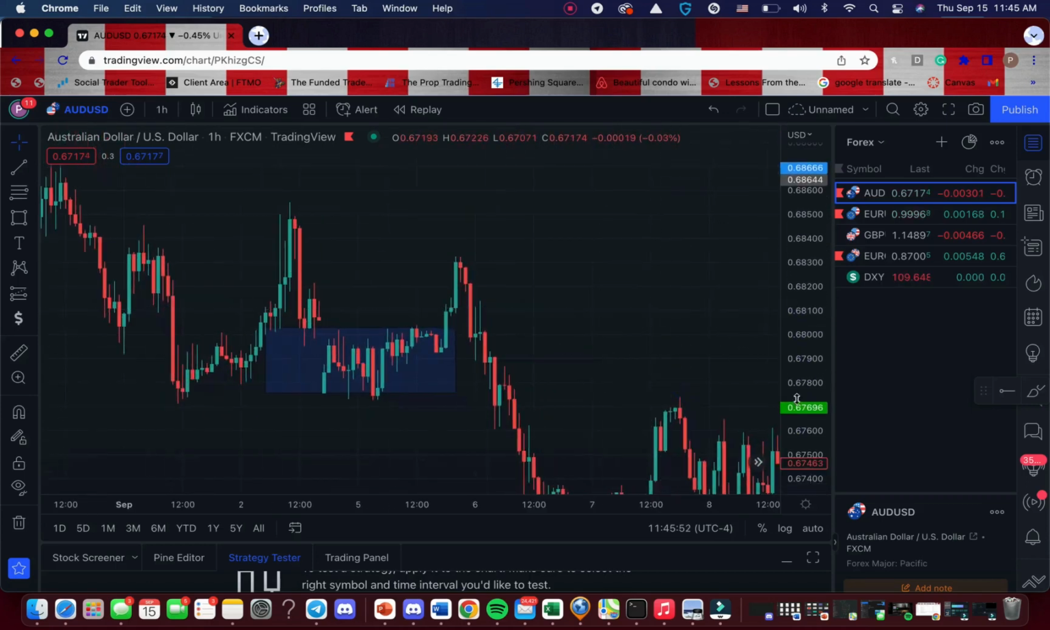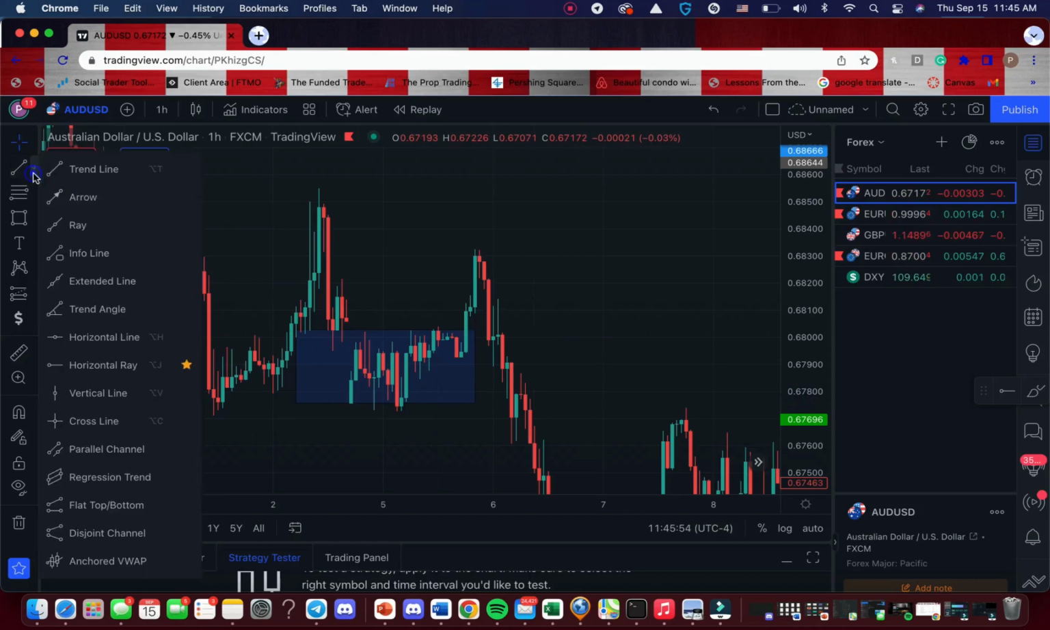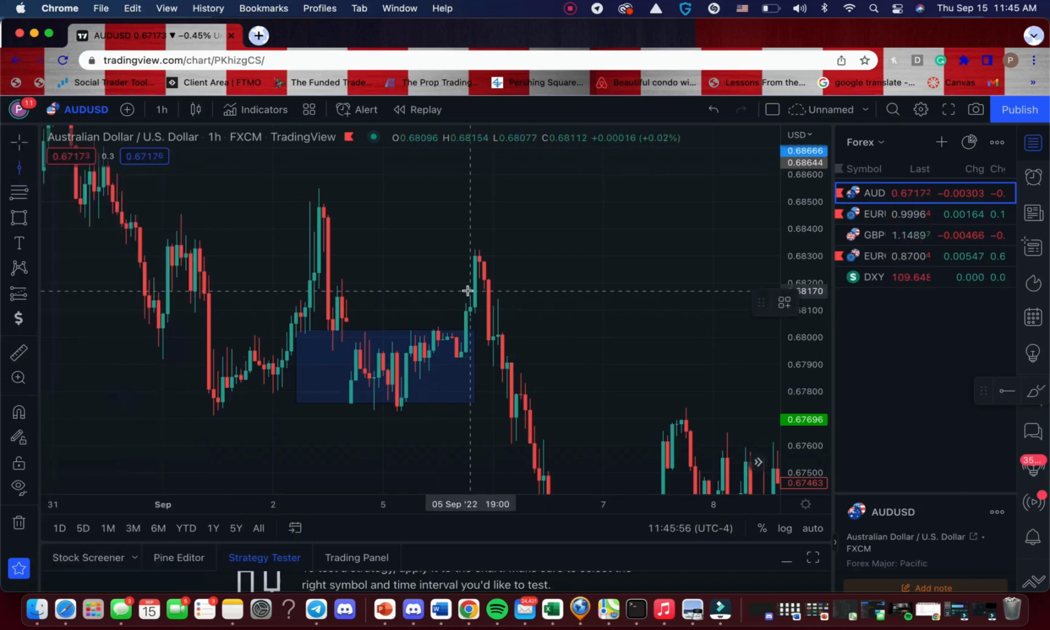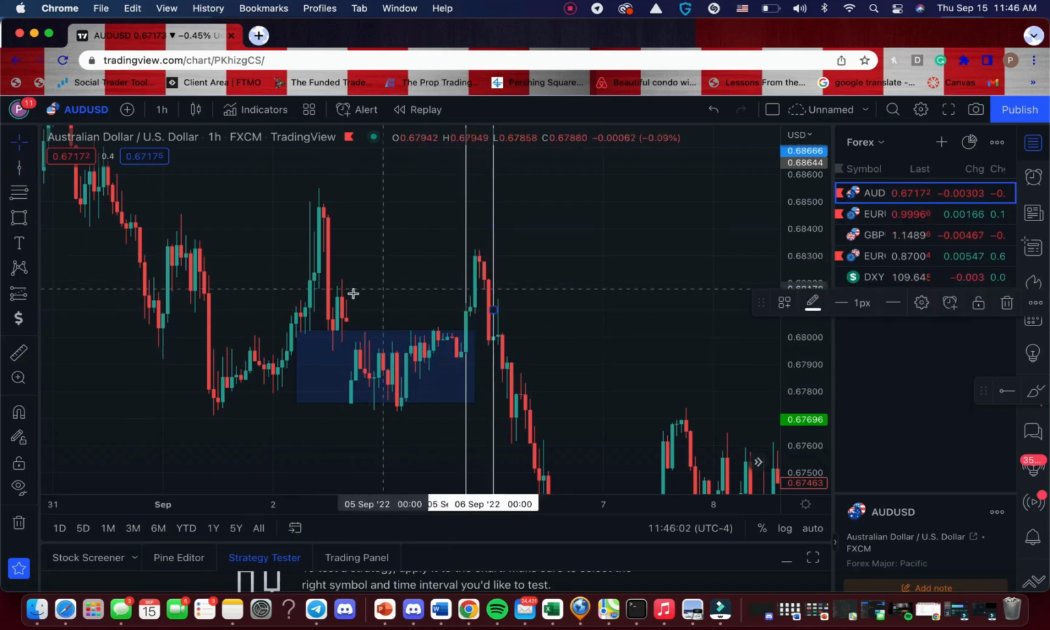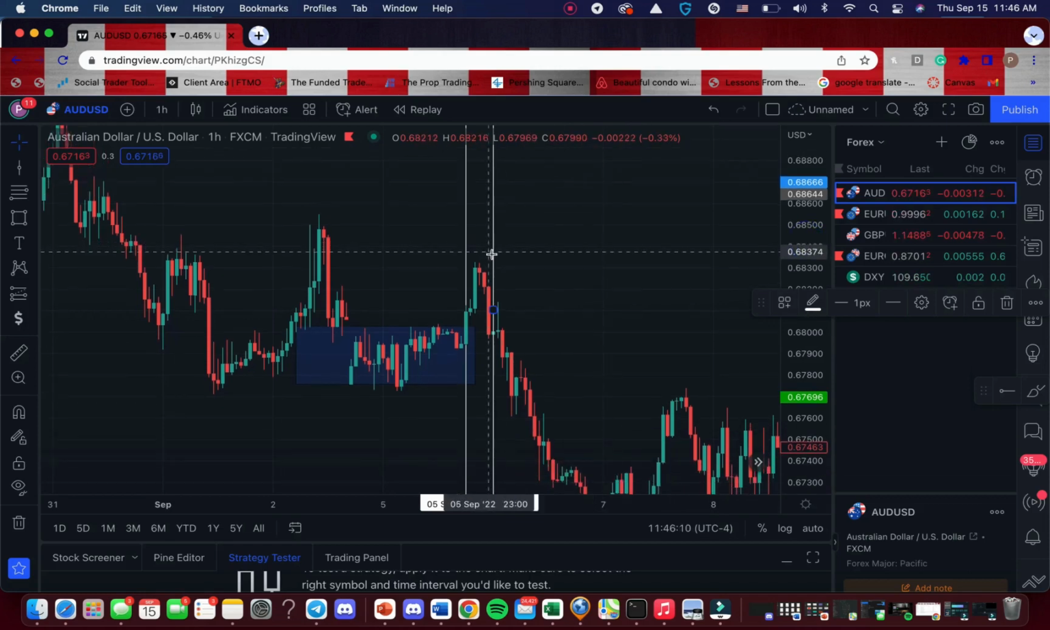Now let me show you more specifically the stages, just in case you guys are confused. So that is the accumulation. This, when price comes up and takes out these highs and these liquidity, is the manipulation, and the continuation is called the distribution.